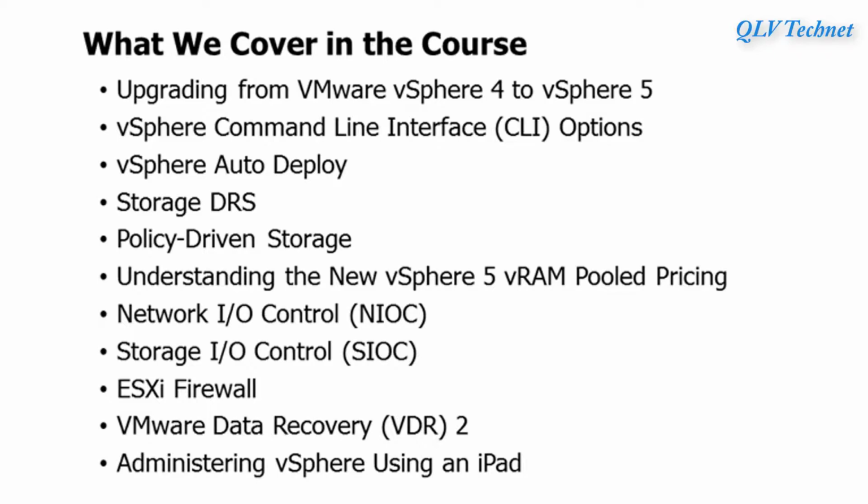I'll show you how to use another new feature of vSphere 5, and that is Storage DRS. It's going to do for storage what DRS already has been doing for CPU and memory. It has the power to make sure that your virtual machines get both the performance and the storage capacity that they need. From there, I'll move on to policy-driven storage before I cover one of the most controversial topics related to vSphere 5, and that is vRAM pooled pricing. I'll show you how to get the most out of your vRAM pools that you now need to take into account when administering vSphere 5.